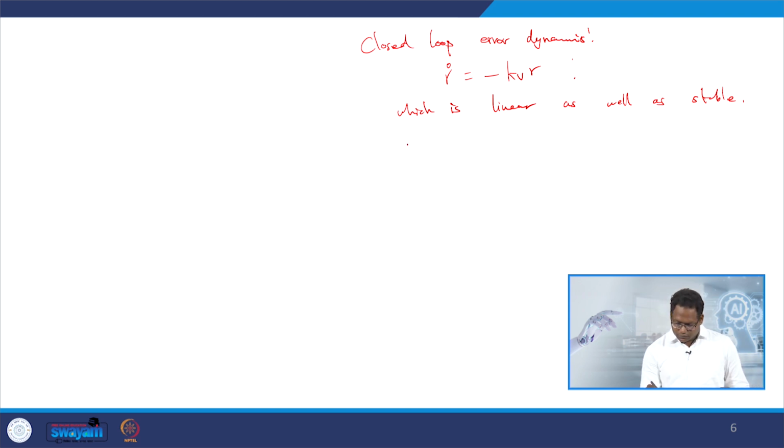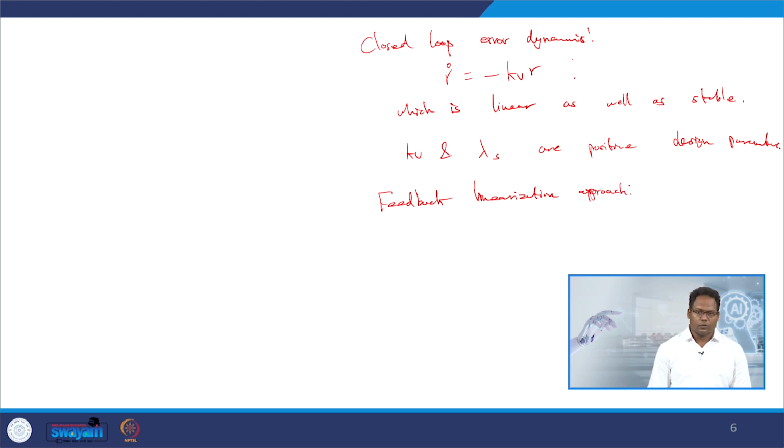So, K v and lambdas are positive design parameters for the feedback linearization control approach. Thus, such technique is called as feedback linearization approach, which stabilizes the closed loop system dynamics.